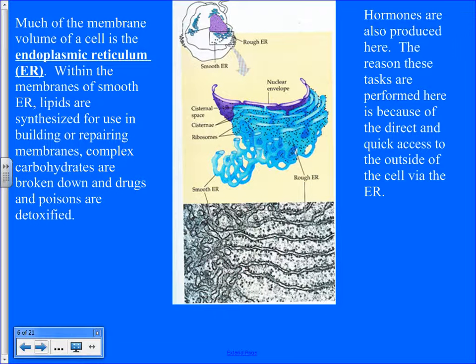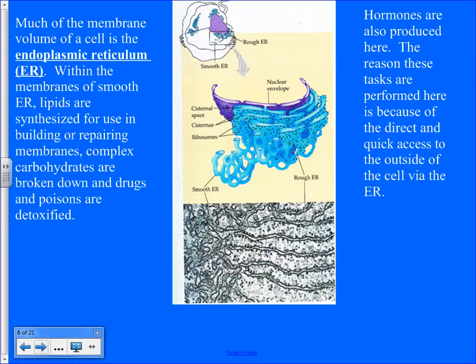Okay, inside the cell, if there's one organelle that takes up more space in the cell than any other, it's the ER. There are 2 kinds, rough and smooth. They are very, very important. Smooth, probably more important than rough. All right, but essentially they can do similar things. So within the membranes of the smooth ER, a bunch of things go on.